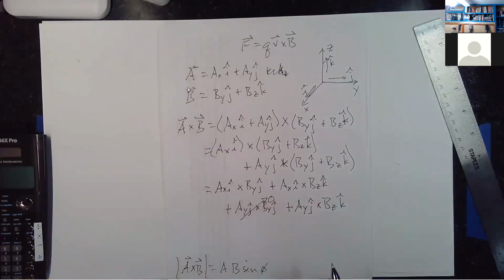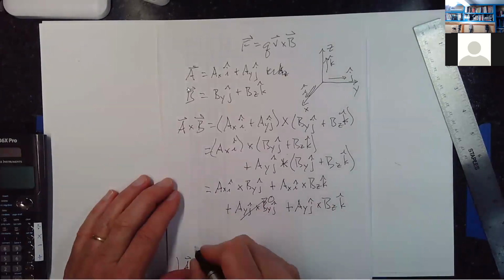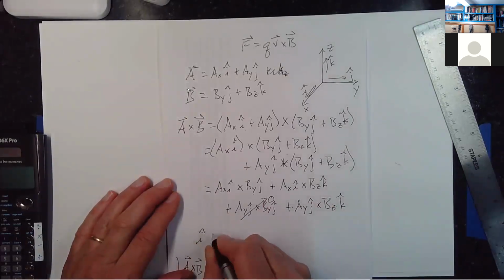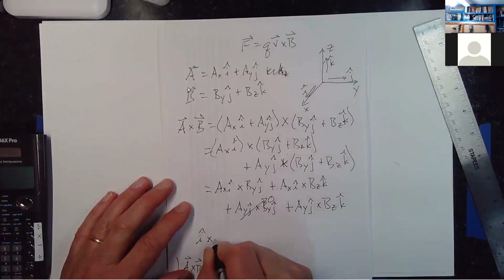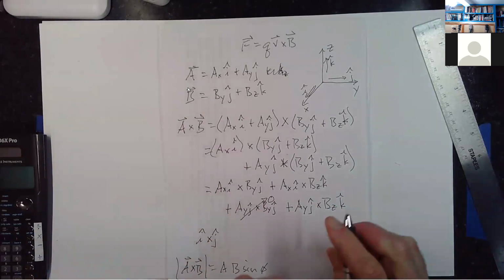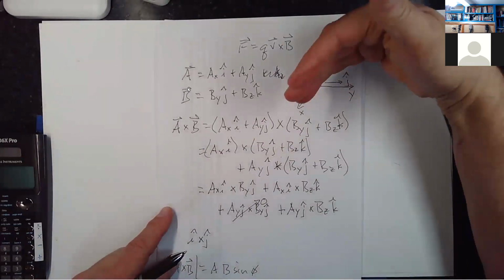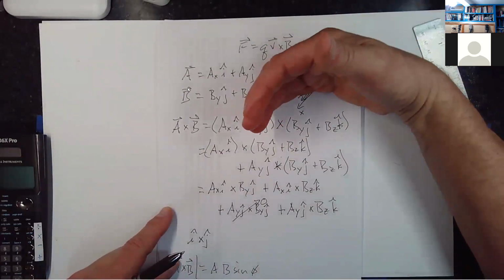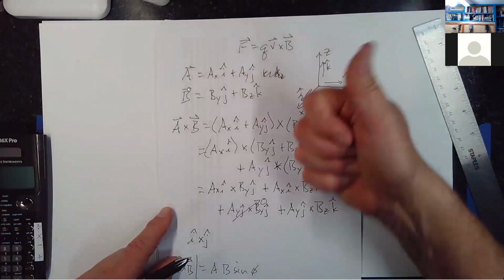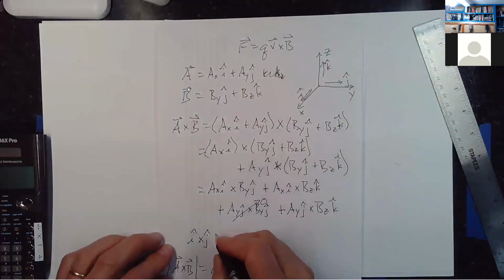And then for the other things, let's learn something about cross products of unit vectors. I hat cross J hat. Imagine pointing the fingers of your right hand in the direction of I hat so that they can curl toward J hat, and you get K hat.